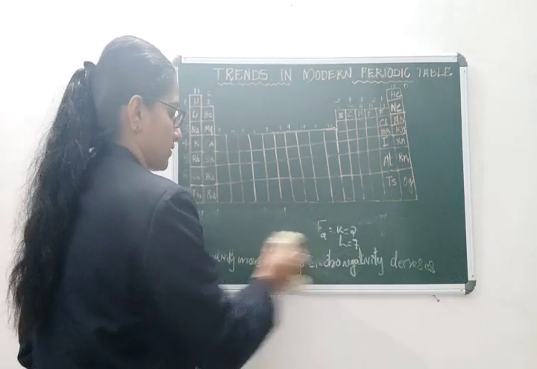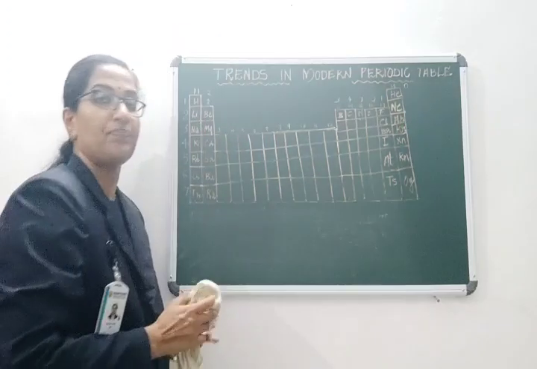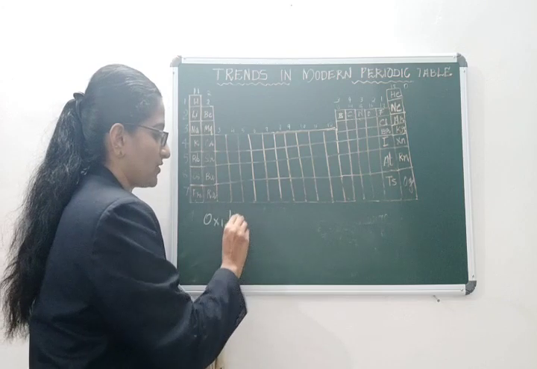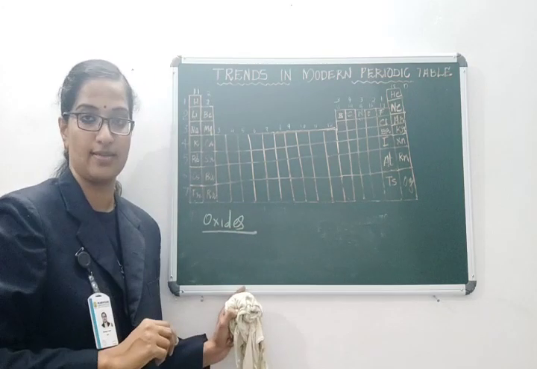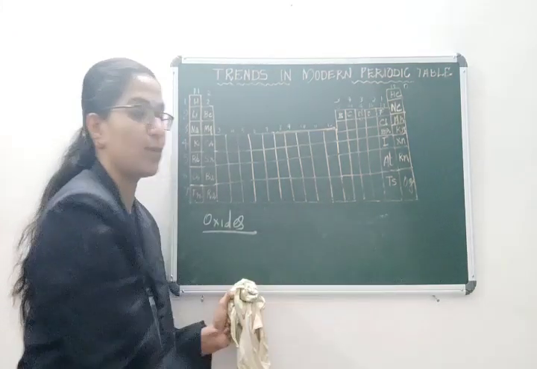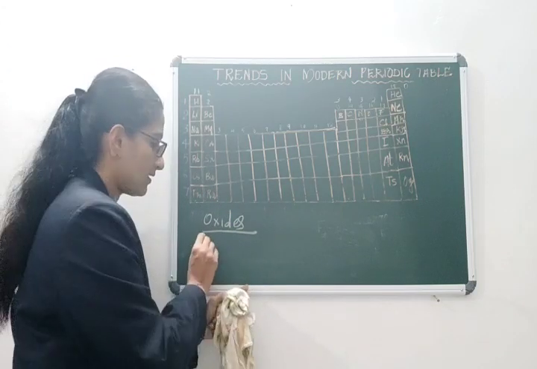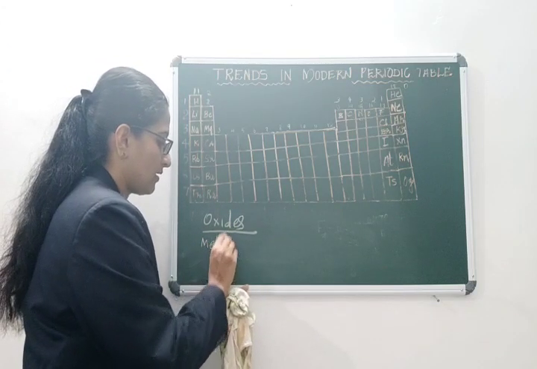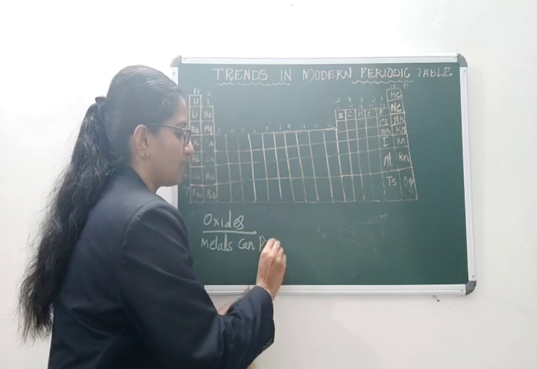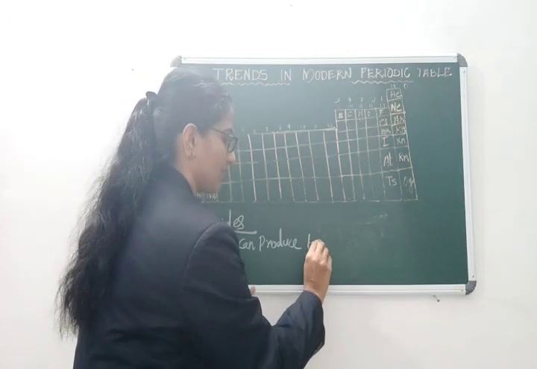And students, I just want to remind you of one more thing when you talk about the trends. That is oxides, the nature of oxides. How it produces oxides. You know, on the left side you can see it is metals. On the right side you can see they are non-metals. So when you talk about the metals, they can produce basic oxides.